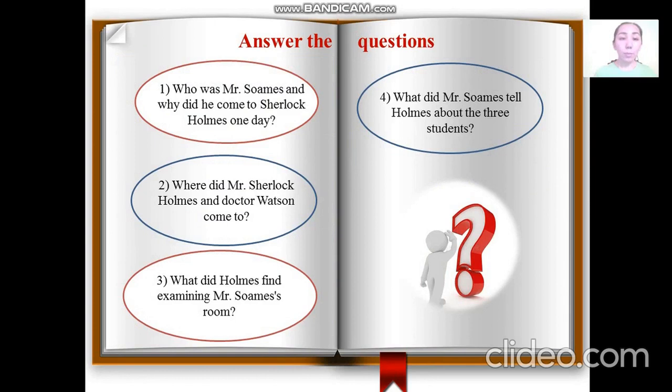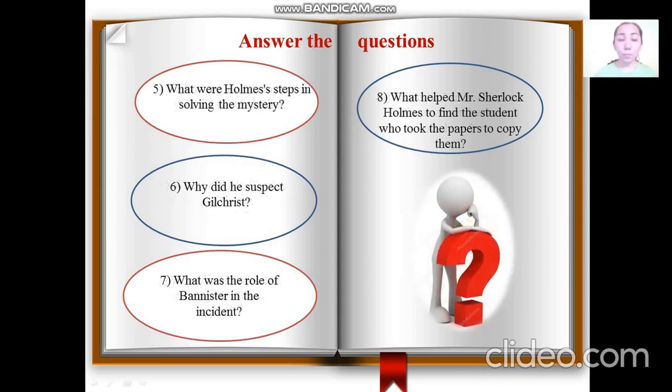Who was Mr. Soames and why did he come to Sherlock Holmes one day? Question 2. Where did Mr. Sherlock Holmes and Dr. Watson come to? Third question. What did Holmes find examining Mr. Soames' room? Fourth, what did Mr. Soames tell Holmes about three students? Question 5. What were Holmes' steps in solving the mystery?